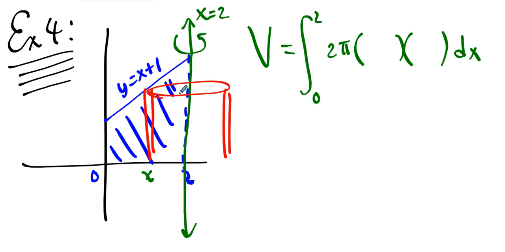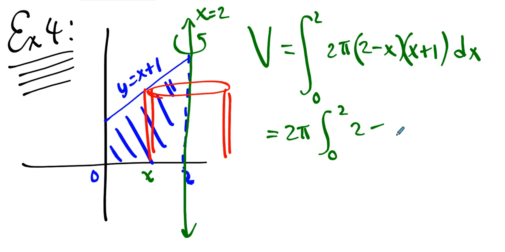So the radius is not x as it has been in every other example. It is this distance, and this distance is 2 minus x. The height of the paper towel roll, this height, appears to be a function value, so that works out okay. And then we just do a little bit of algebra. This is 2 plus x minus x squared.